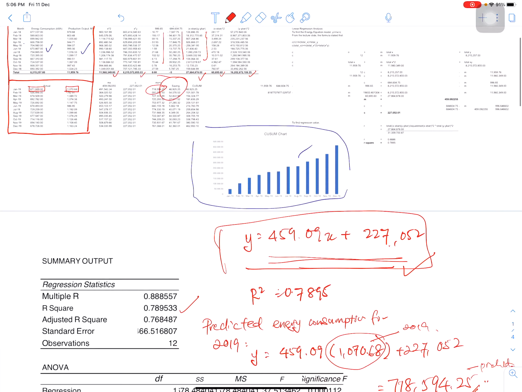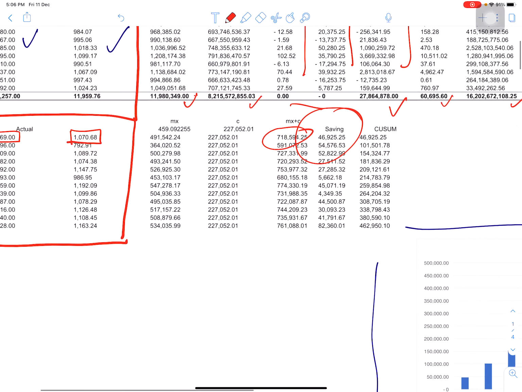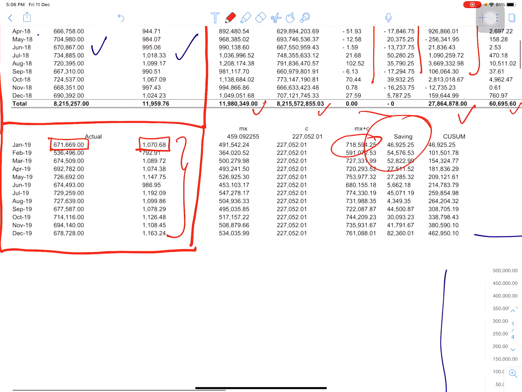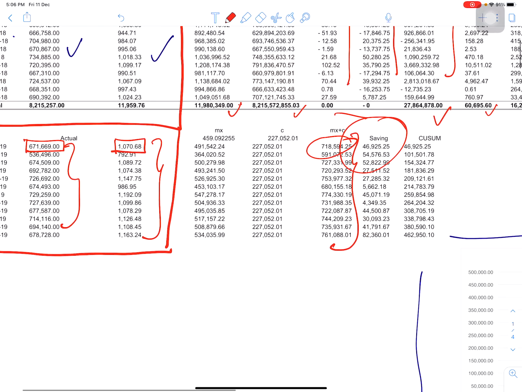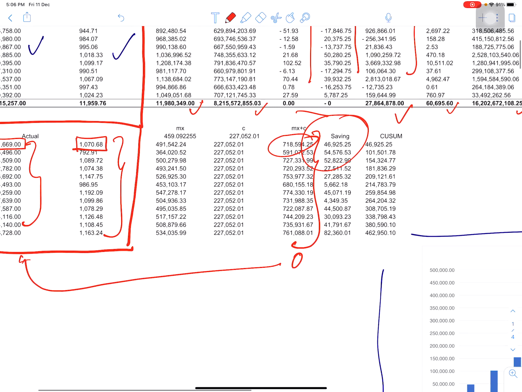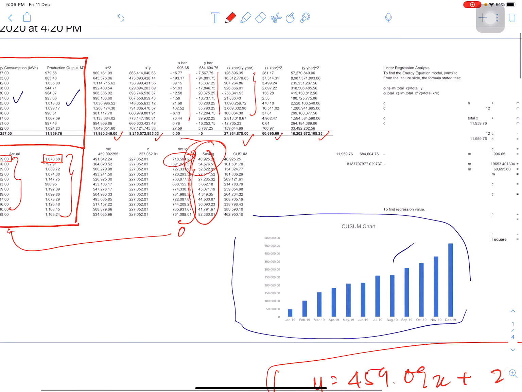What you have to do is do it for all the months. I give you here the x for January until December. This is the actual consumption, and this is the predicted consumption. Predicted minus actual is the amount of saving. Next you have to plot the consumption. The name is Q sum. Q sum is cumulative summation, a total of summation.